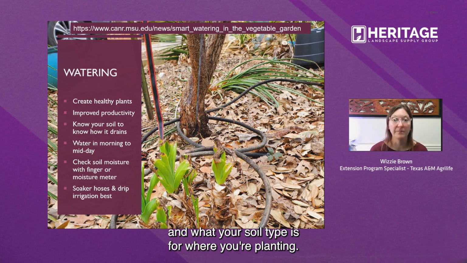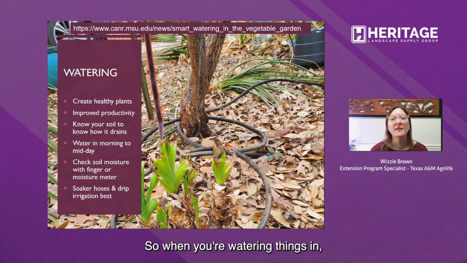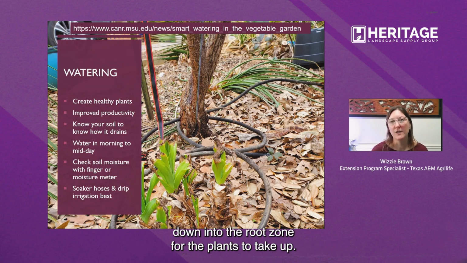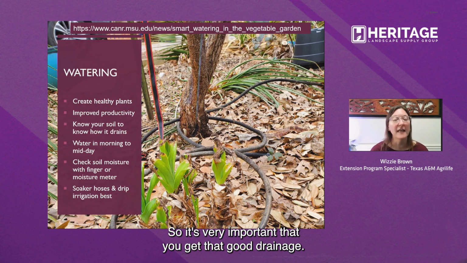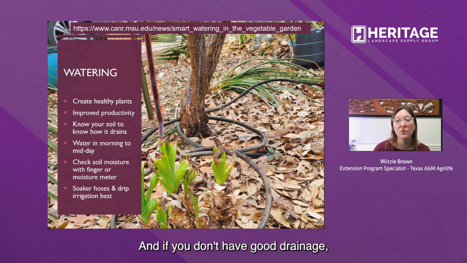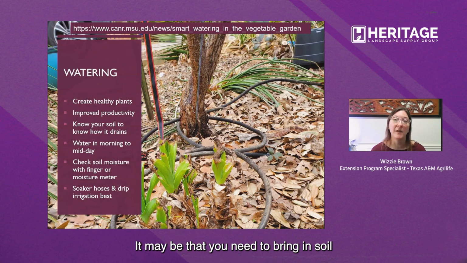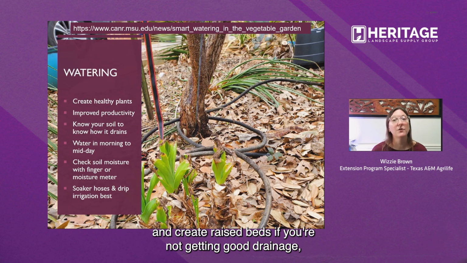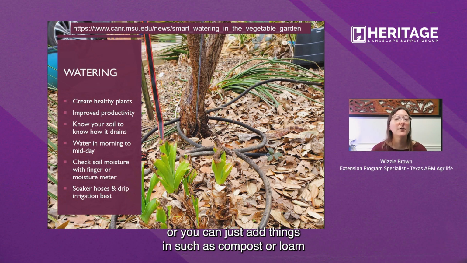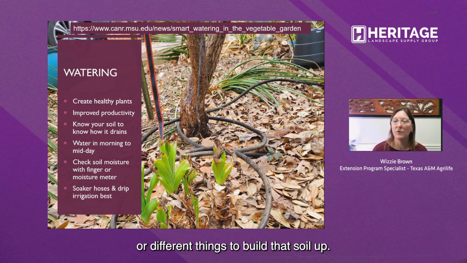So when you're watering things in, you are going to be carrying any nutrients down into the root zone for the plants to take up. So it's very important that you get that good drainage. And if you don't have good drainage, that's where you need to start building the soil. It may be that you need to bring in soil and create raised beds if you're not getting good drainage, or you can just add things in such as compost or loam or different things to build that soil up.